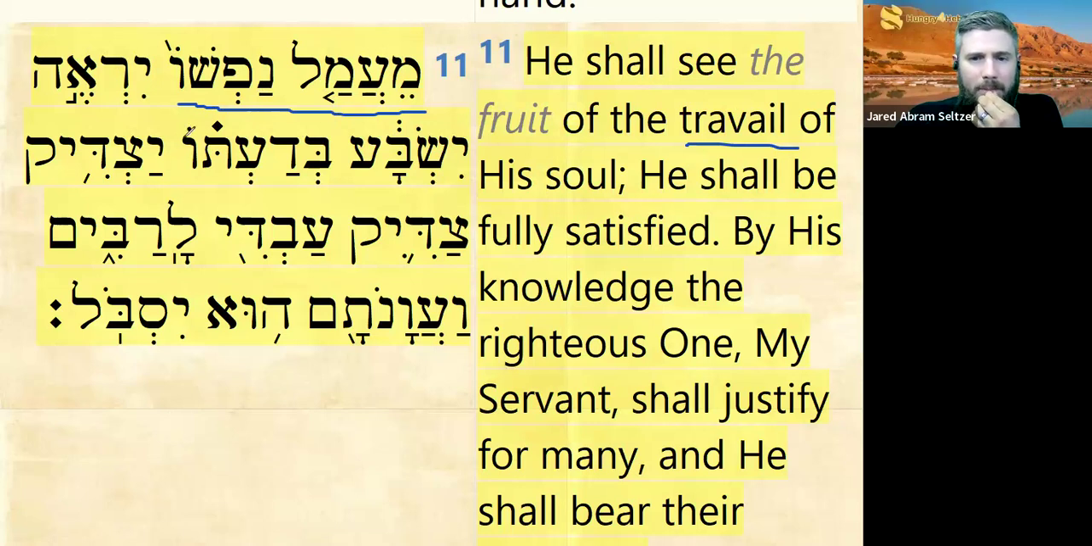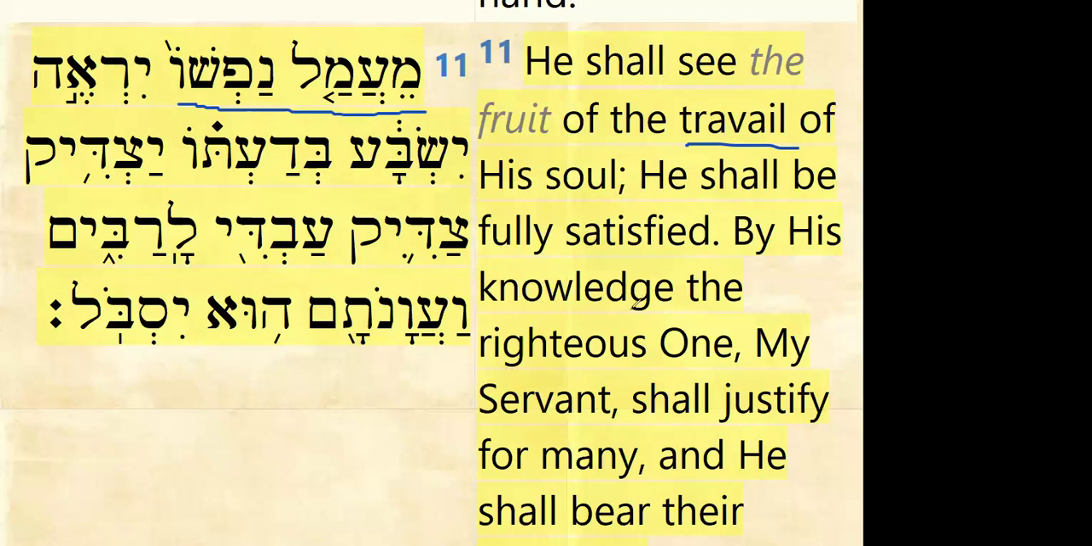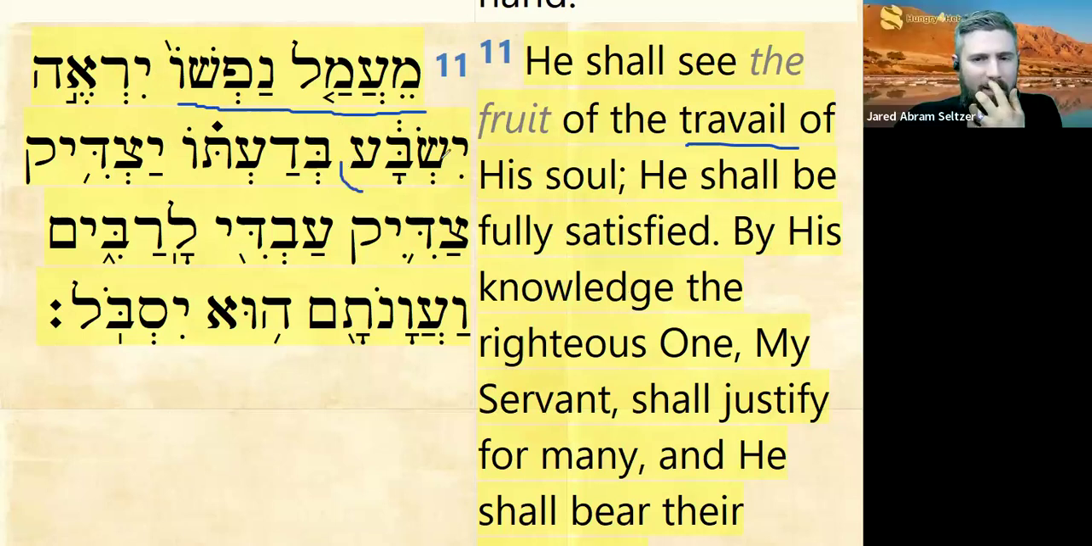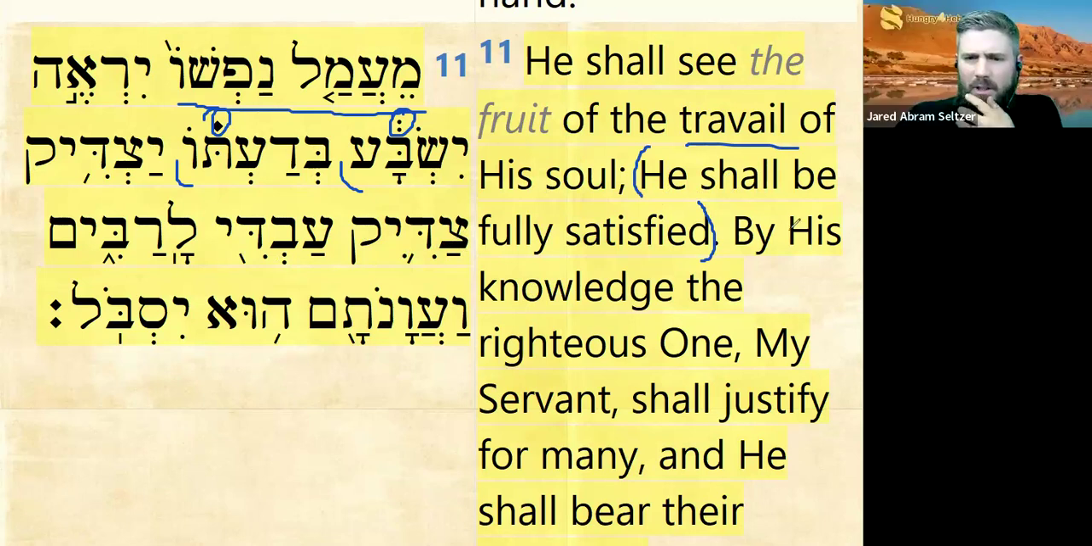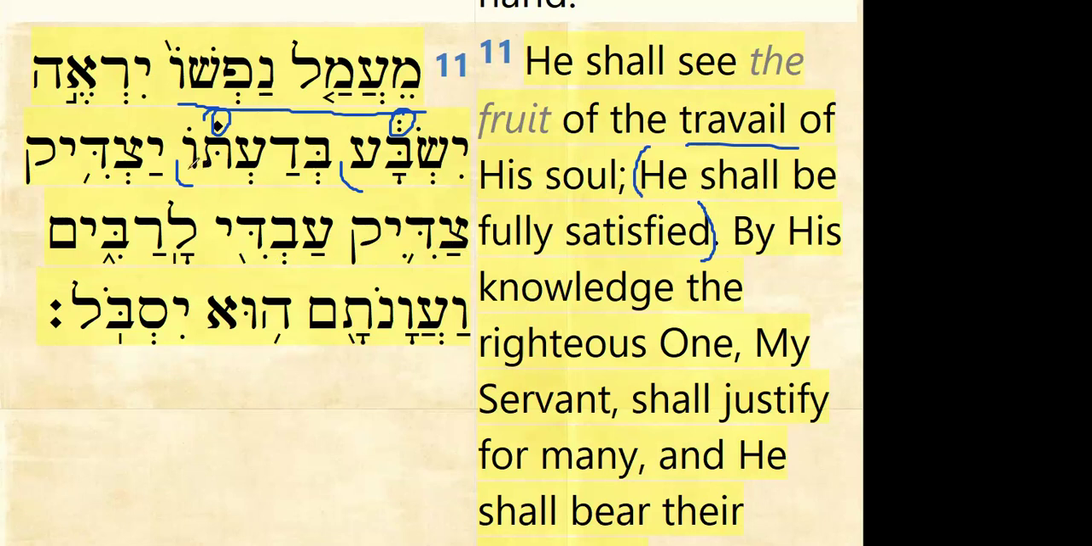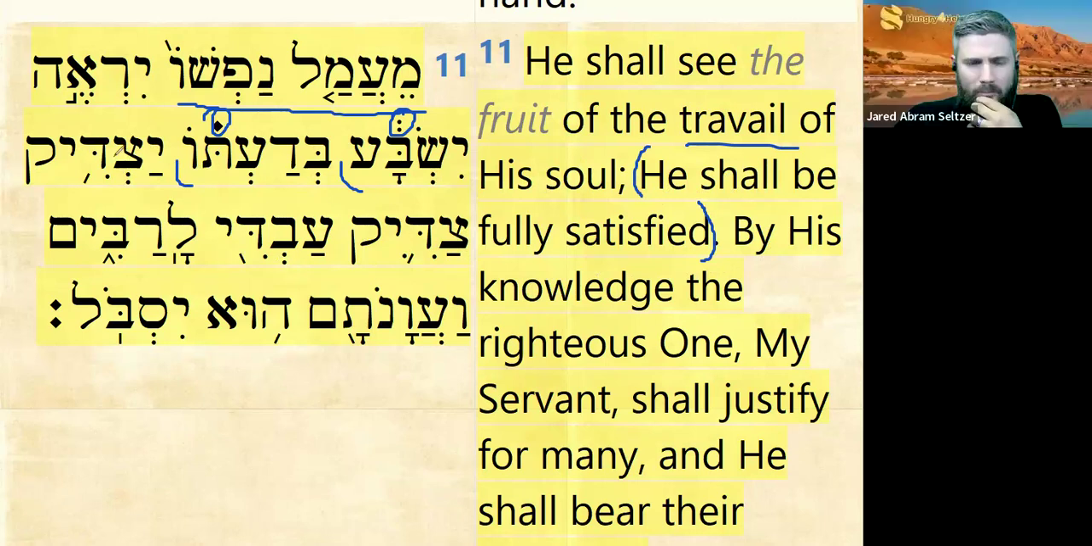Bedato, it looks like da'at, like yada, knowledge. What is it saying here? It's knowledge. Okay, yes, so I got it. There should be a comma right there because there's a zakef katon. Bedato, the revia is another disjunct cantillation mark. So he shall be fully satisfied is one sentence. Yatzdik tzadik, the righteous one. Oh, I see what they're doing here. By his knowledge, the righteous one will be made righteous.